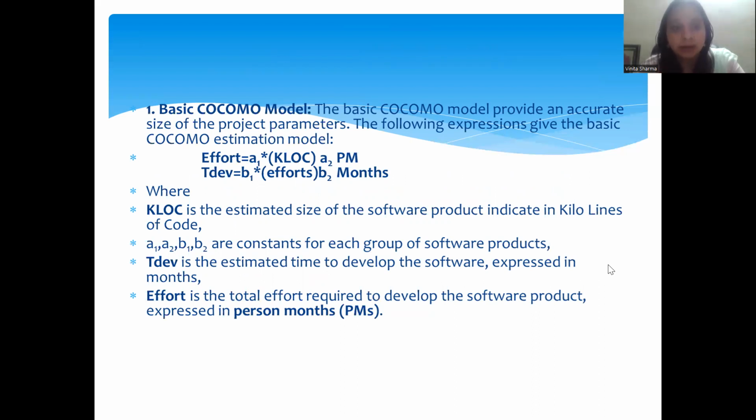The following expressions are there, where KLOC is the estimated size of the software product. Whatever product we have developed, KLOC will determine the estimated size of the software in kilo lines of code. That means how many lines are there in the coding. Obviously, whenever we are going to develop any software, we have to write a program for it. So how many lines are there in the coding of the software? a1, a2, b1, b2 are the constants for each group of the software product. Tdev is the estimated time, T for time here. And effort is the total effort required to develop the software product.